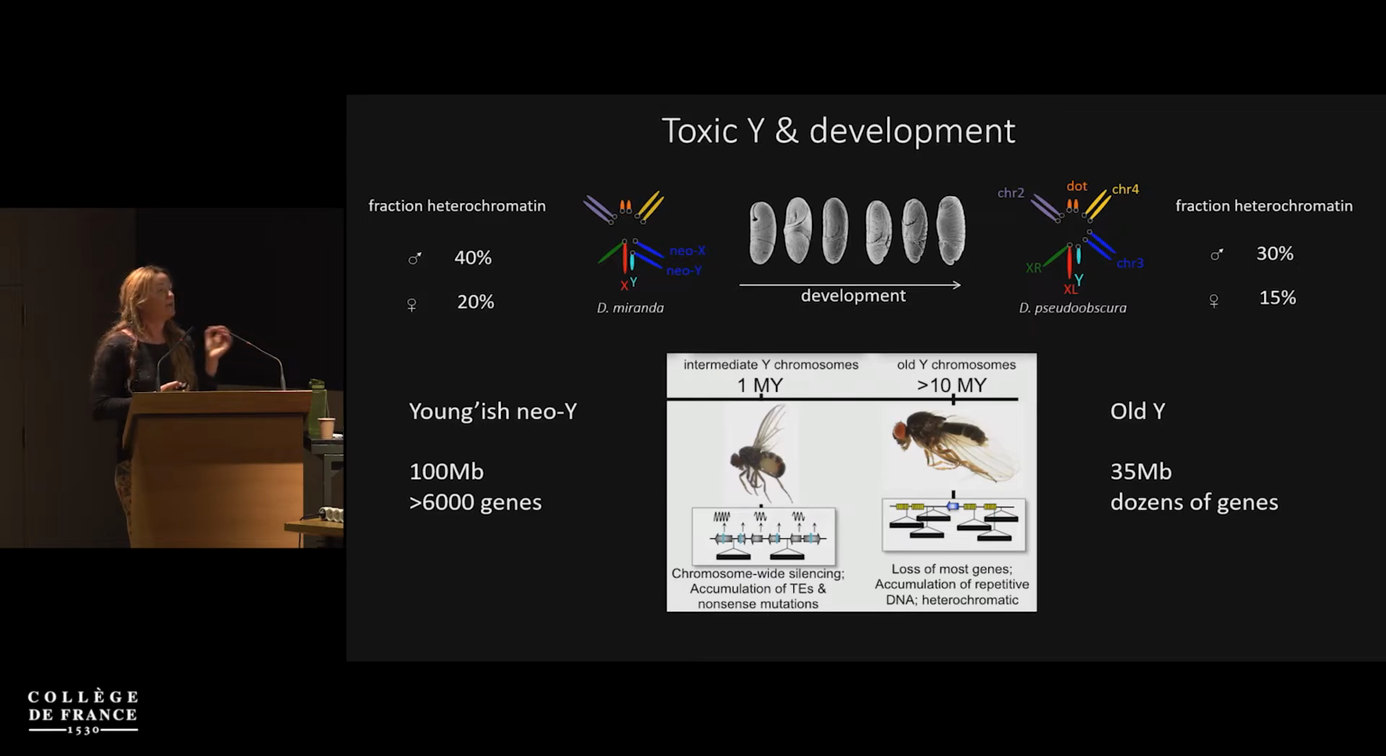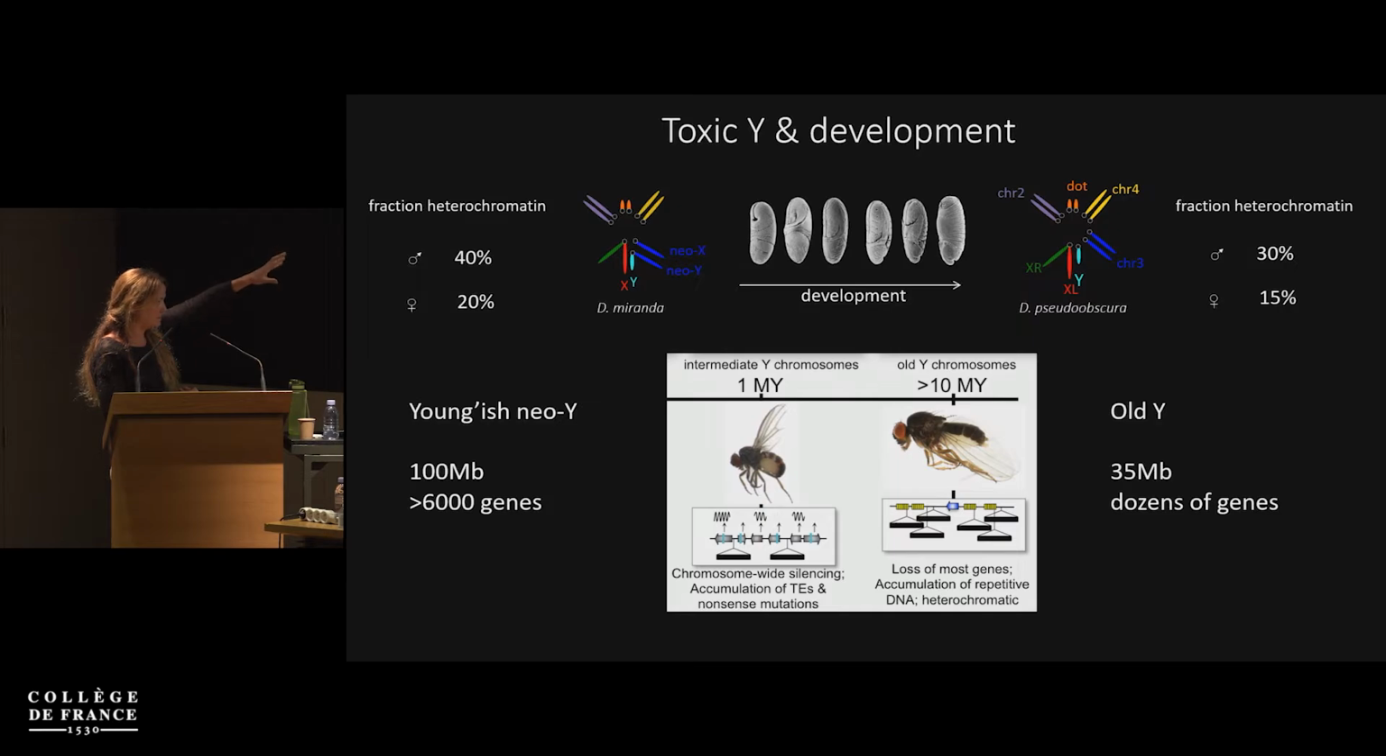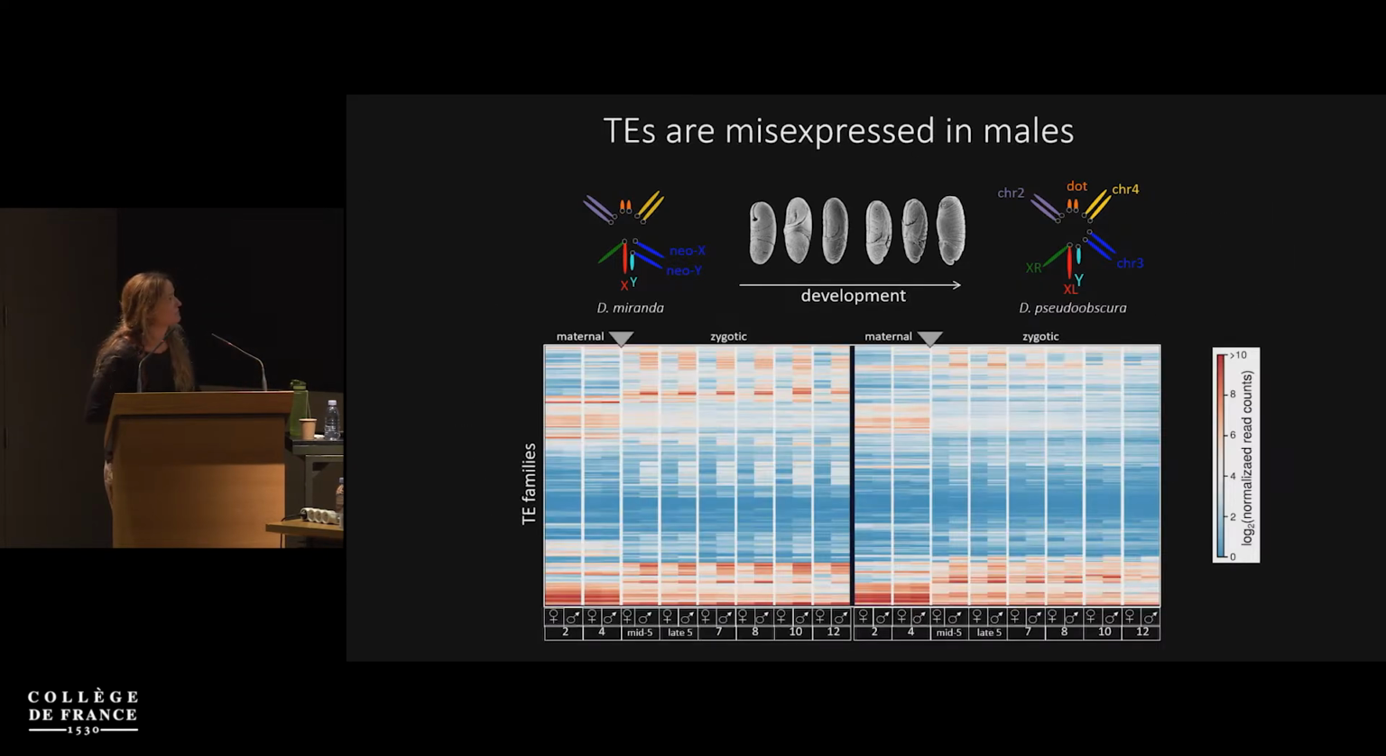On the other hand, they have a very different type of Y chromosome. Drosophila miranda, as I mentioned, has this young neo-Y chromosome where we have thousands of genes interspersed with repetitive DNA, versus Drosophila pseudo-obscura has a more traditional old Y chromosome where there's almost no genes remaining, just a handful of genes, and most of the Y chromosome is repetitive junk DNA. So miranda is a youngish Y versus pseudo-obscura is this traditional old Y chromosome.